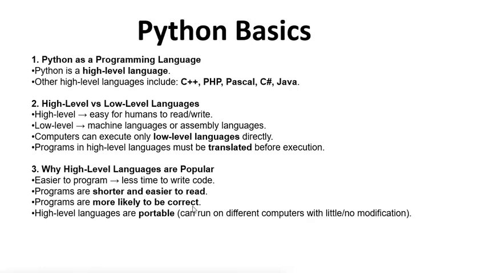Programs are more likely to be correct. Means the syntax and the structure of the program is almost all the time correct. That's why high-level language is very popular and most of the people use this. And high-level languages are portable. They can run on different computers with little or no modifications. Means without modification also, it will run on different computers. That's why it is portable, flexible to use, flexible to run on different computers. That's why high-level languages are very popular.